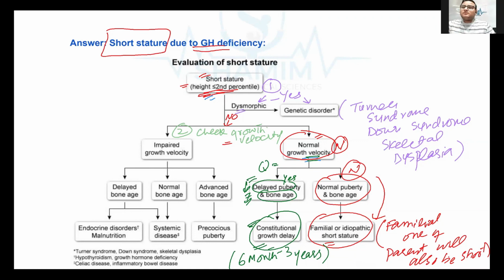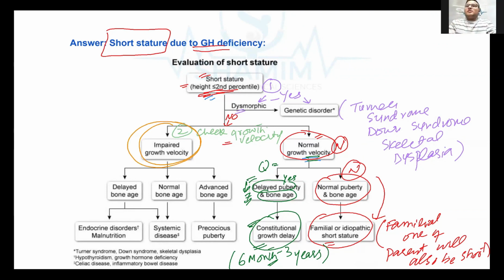And in this patient, the parents are not short. Okay, there is no family history. Very important. So we have discussed in this short stature what the normal growth velocity is. So now we will go to our other side, in which there is impaired growth velocity. This is impairment of growth velocity.